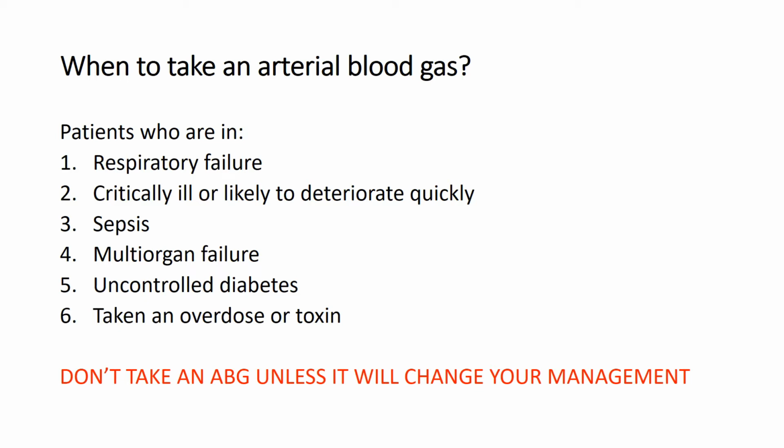depending what's going on. If somebody comes in with diabetic ketoacidosis with uncontrolled diabetes, again you want to know if there's a metabolic acidosis and if there's an anion gap and how unwell they are. If someone's taken an overdose or toxin that potentially could cause a metabolic acidosis or alkalosis or respiratory acidosis, this is again a need to take an ABG.